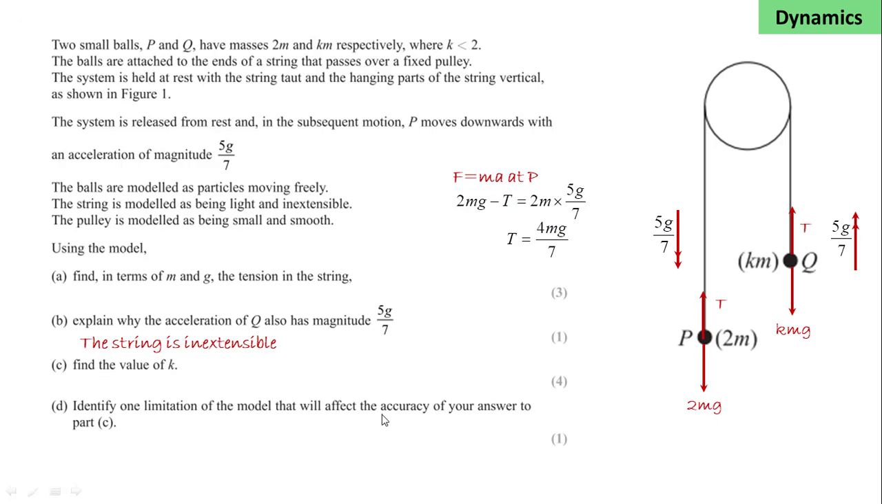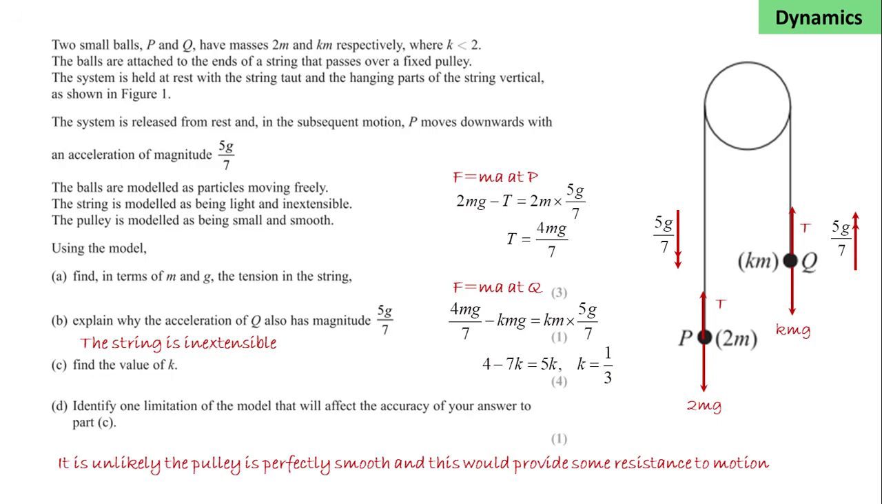Then we're asked to find the value of k, so we apply F equals ma also at Q. So here the net force is T up minus kmg down, and this is causing a mass of km to accelerate at 5g over 7. We rearrange this and we find k equals a third. Identify a limitation of the model. Well, it's unlikely that the pulley is perfectly smooth, and this is going to provide some resistance to motion.